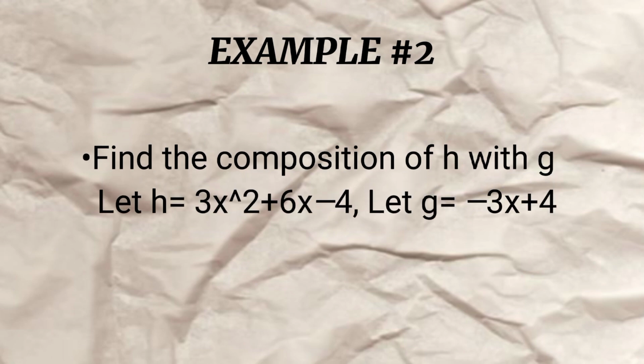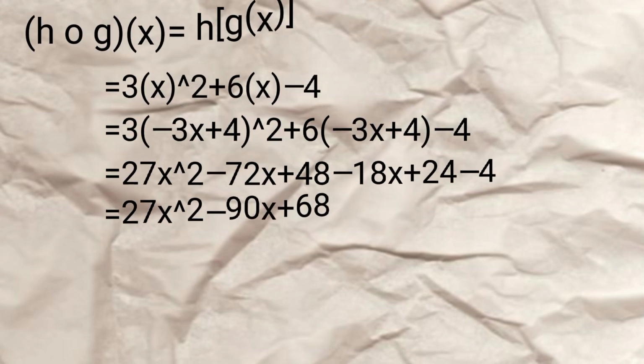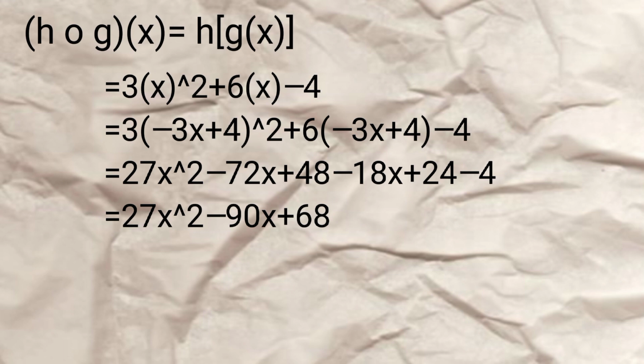Okay, so let us move on to our second example. It states to find the composition of h with g. Let h be 3x² + 6x - 4. Let g be -3x + 4. h is the dependent function, so it will be the function whose x variables will be substituted.